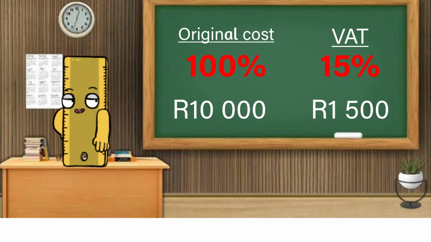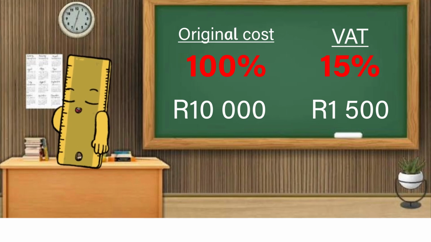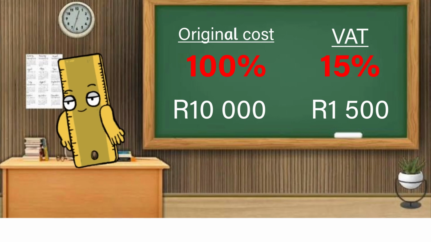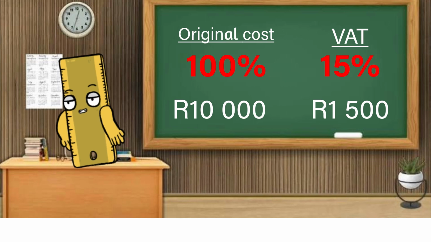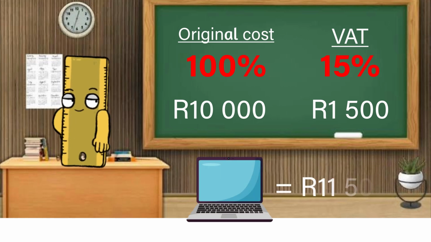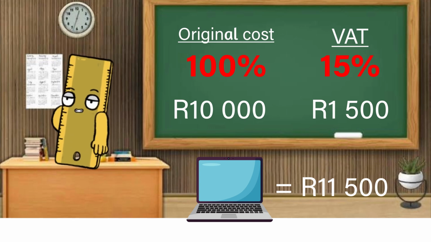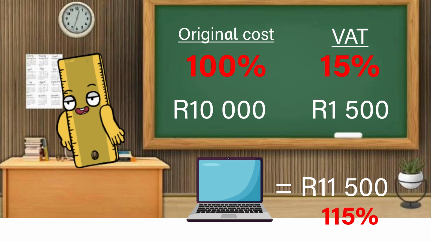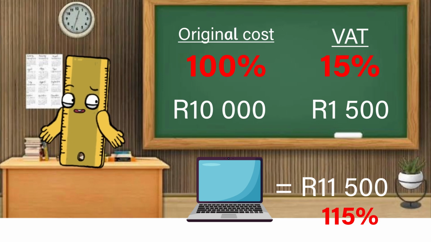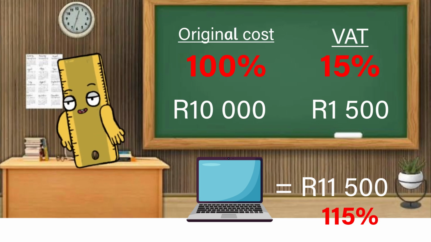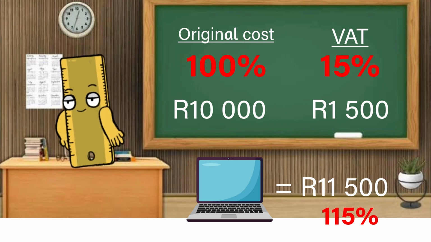Now, when the store sells the laptop, they have to add the VAT. In South Africa, that's the 15%. This is the tax they collect for the government. So, for the customer, the final price is the VAT exclusive amount plus the VAT amount. That means you're paying a total of 115% of the original price. So, that 10,000 Rand laptop now costs 11,500.